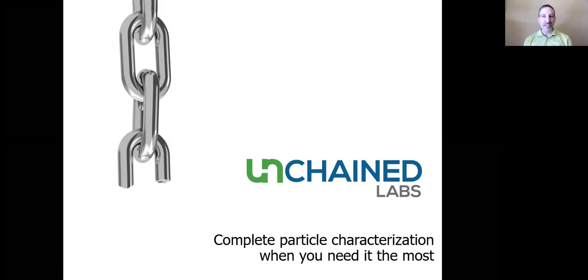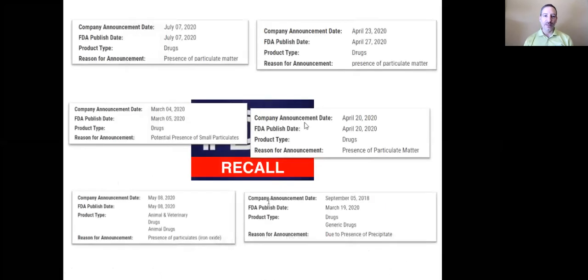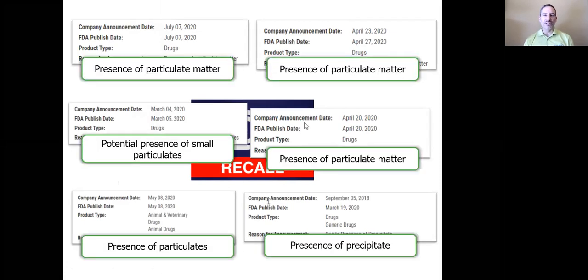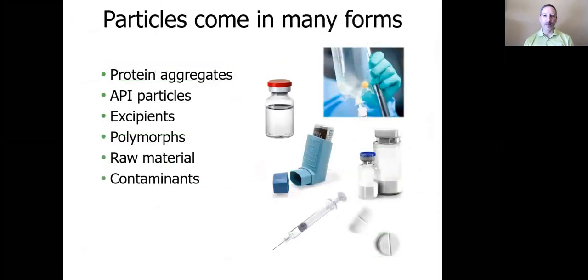My presentation today is entitled Complete Particle Characterization When You Need It the Most. This is a website I hope you never find yourself on, which is the FDA product recall site. Every time a drug is released and has a recall due to the presence of particulates or other problems, it ends up on this page. This is just a sampling from the first half of this year. These are drugs that have been released and then recalled, all due to the presence of particulates or the potential for particulates, visible matter to show up.